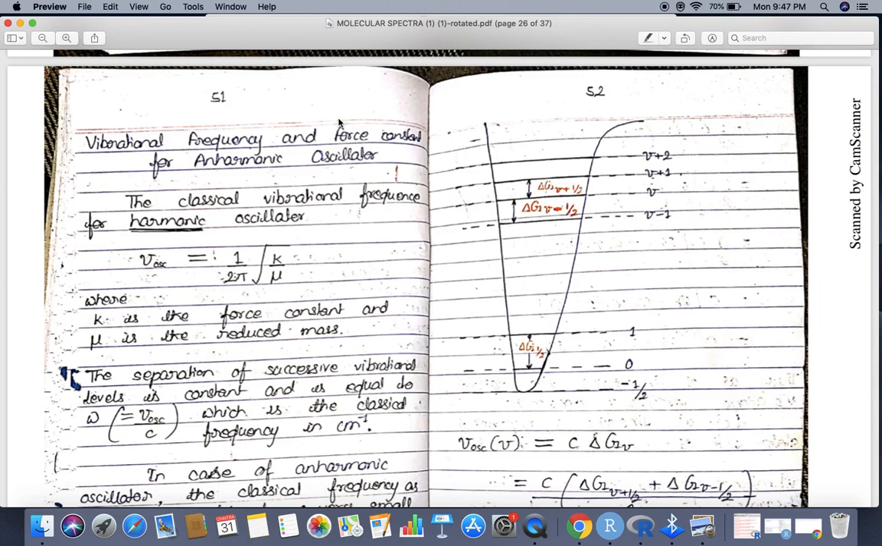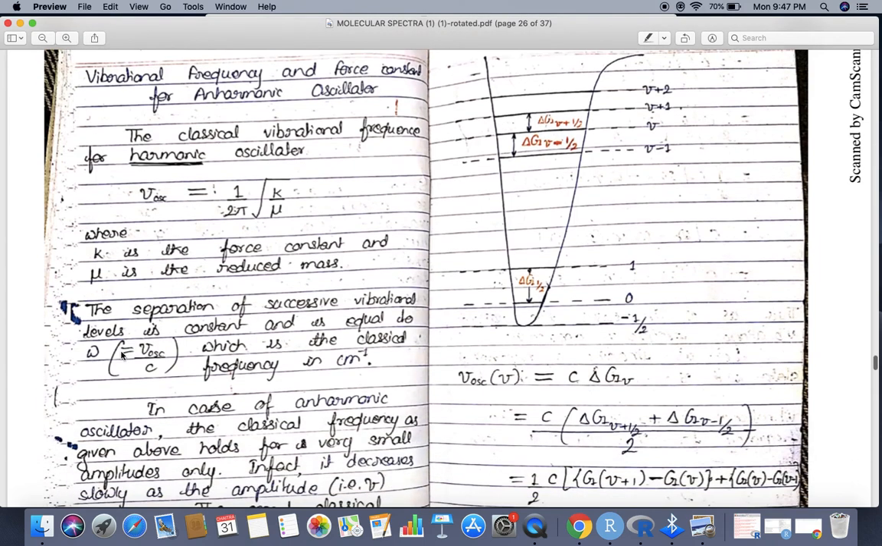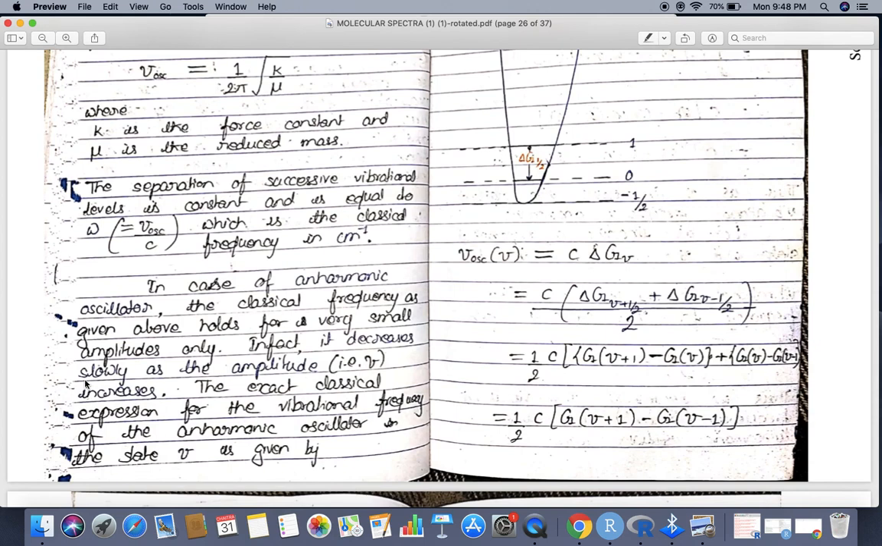So now we have already discussed this curve. Now the classical vibrational frequency of a harmonic oscillator, we know that nu oscillator is equal to 1 upon 2 pi under root k upon mu. This k is the force constant and mu is the reduced mass of the diatomic molecule. So the separation of successive vibrational levels is constant and equal to omega, which is nu oscillation divided by c, the classical frequency in centimeter inverse, that is, in wave number.